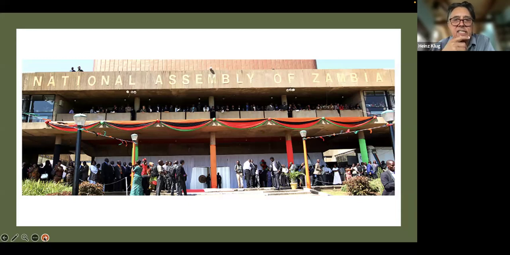So here again, the National Assembly of Zambia demands for constitutional change. They fail one after another.